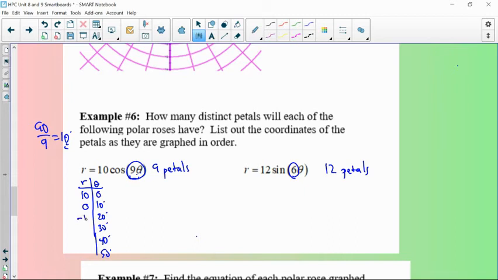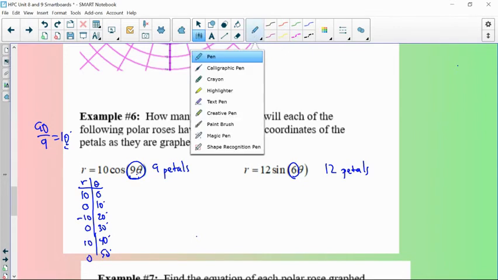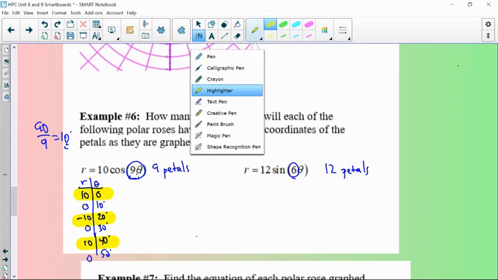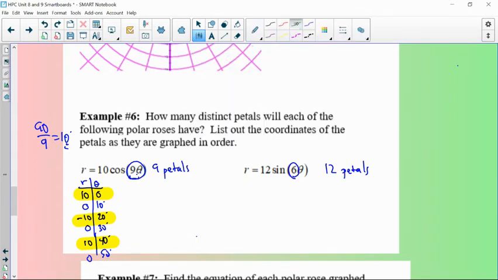At 20, we get to negative 10. At 30, we're back to 0. At 40, we're at positive 10. At 50, we're back to 0. And so I start to see a pattern that the petals come 20 degrees apart, because that's 2 steps of 10. If I needed to list out all of the petals for this particular example, I could.